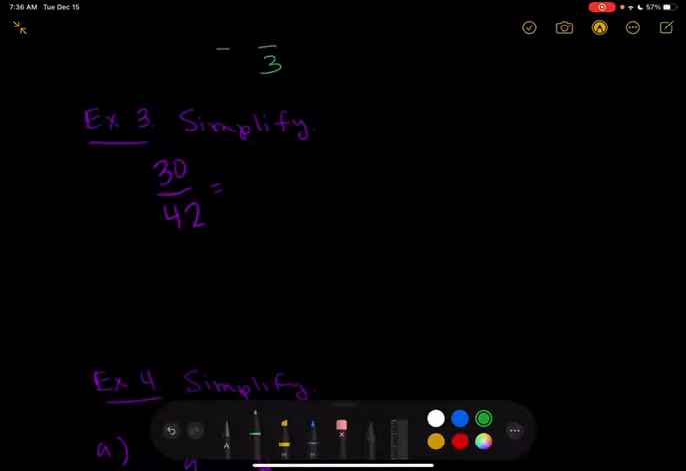Take a look at this one. Example 3, 30 over 42. See if you can do that the same way that we just did the last one, where we wrote out all the prime factors up top, prime factors across the bottom, and removed a factor of 1. Okay, so try that real quick. Come back when you're ready.